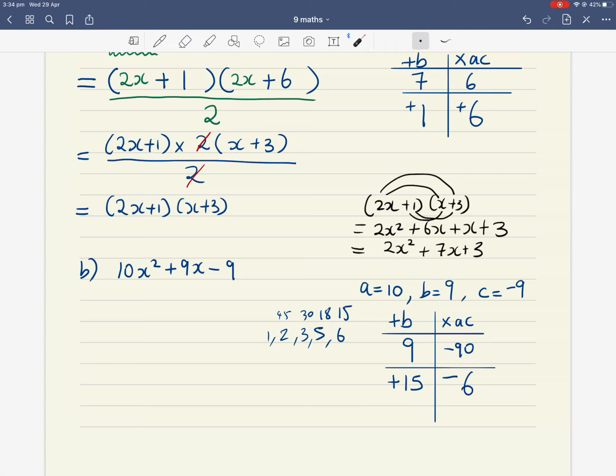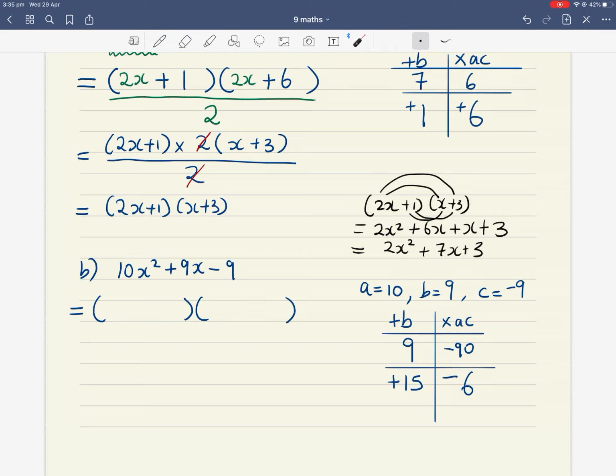So what that tells me is I should make the 15 the positive one. And then I should make 6 the negative one, because then positive 15 times negative 6 gives me negative 90. 15 minus 6, 15 take away 6, that gives me positive 9, which is what I want. So they're my two numbers of interest.